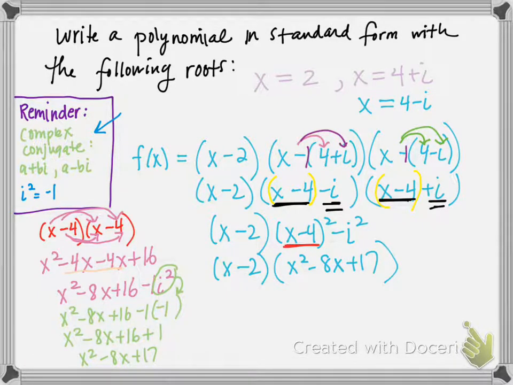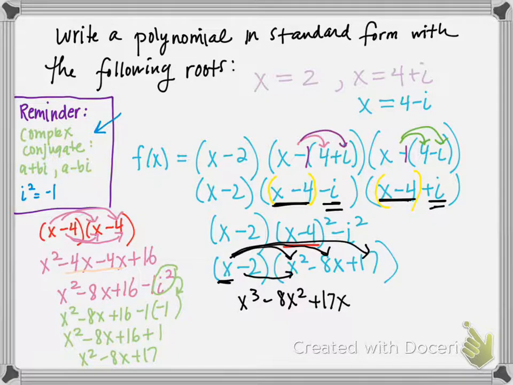All right. So finally, I'm going to distribute this x to all three terms. So x times x squared is x to the third. x times -8x is -8x squared. x times 17 is 17x. Now I distribute the -2 to all three terms. -2 times x squared is -2x squared. -2 times -8x is positive 16x. And -2 times 17 is -34.